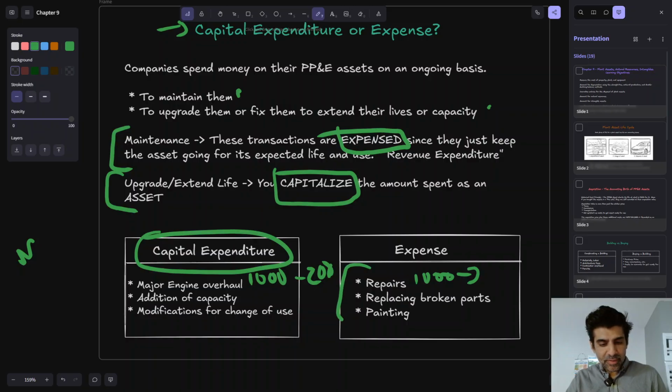Things like addition of capacity, or if you modify the use, like if you have a van and you're a locksmith, and you decide, well, now I want to get into plumbing, and you reconfigure your van for that, that's all going to be capitalized. The expense of doing that is going to be split over however many periods you use the van from then on. Is this clear? Everyone good with the concept of when you capitalize versus when you expense?